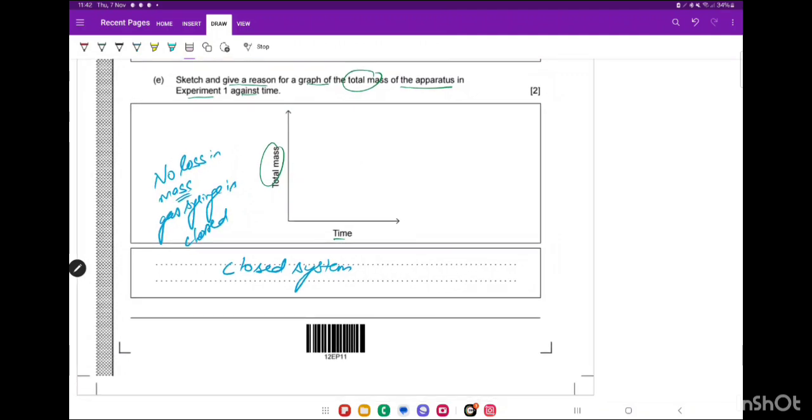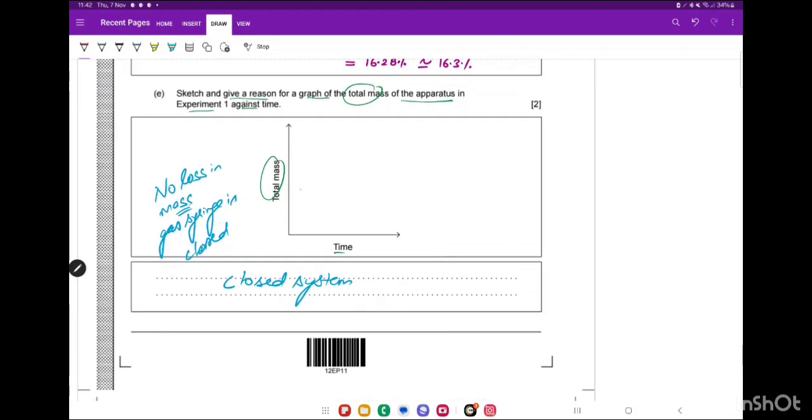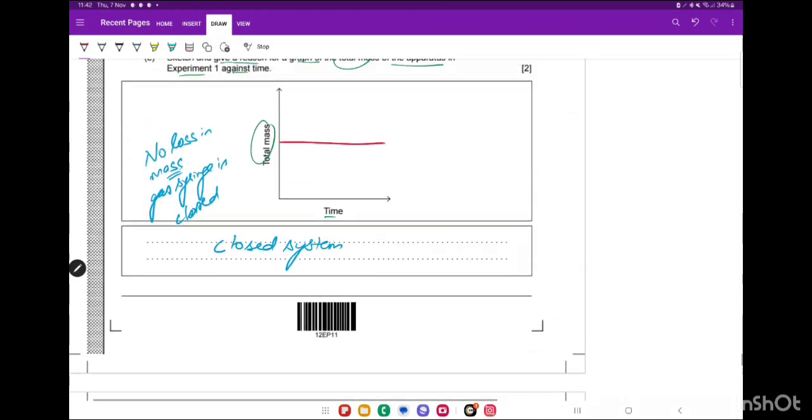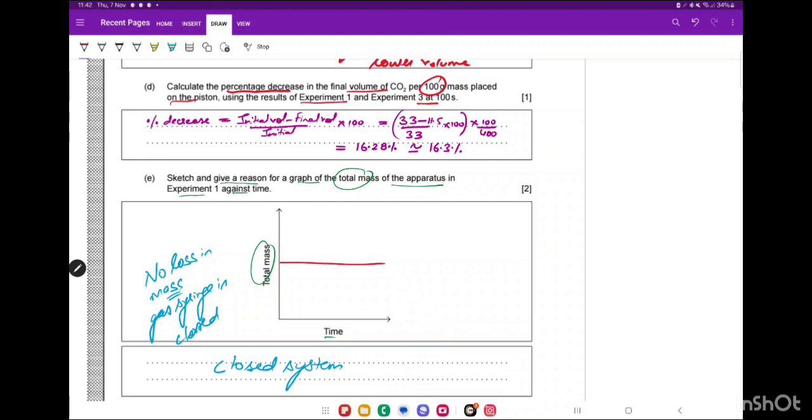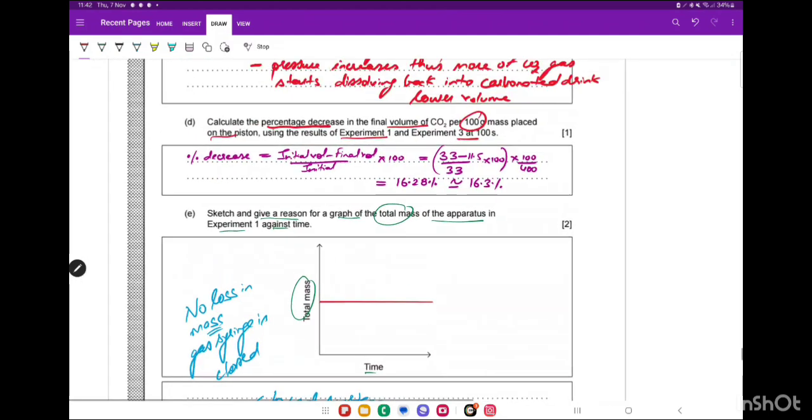Any horizontal line on this graph, anywhere you want, you can draw. No problem at all. A straight line should be there. Use a proper scale to draw it. If I'm doing it on a hard copy paper, I would do it with the help of a scale, a straight line graph. So this is the answer for this question. Why a straight line? Because there is no loss in mass and it's a closed system.